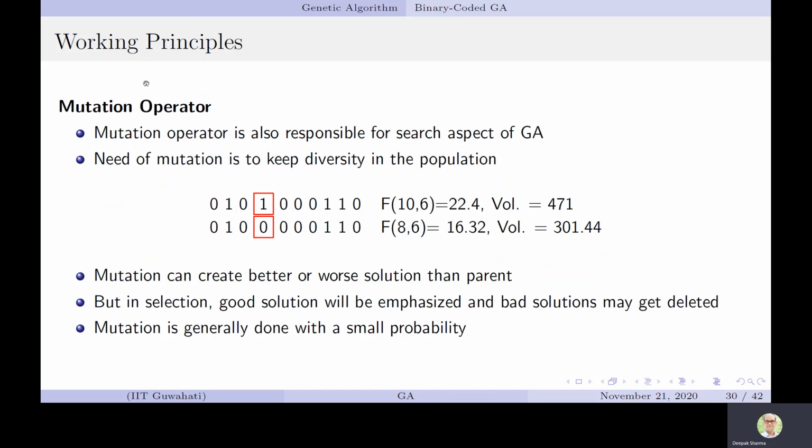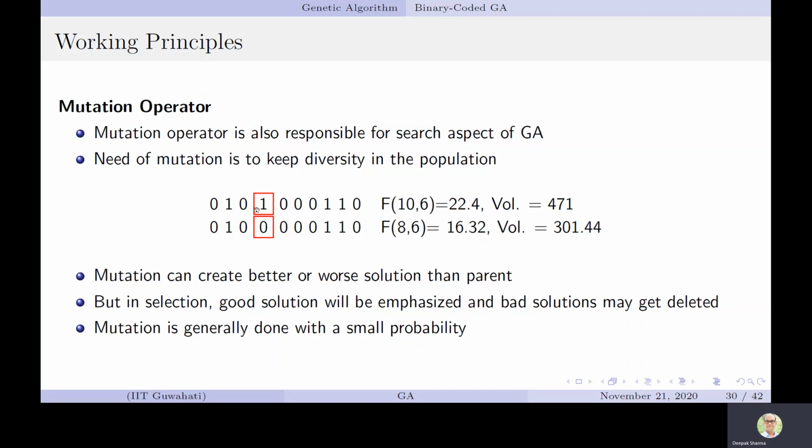Now, as we remember, inside the algorithm, after performing selection and then crossover, we have to perform the mutation. What is mutation? The mutation operator is also responsible for the search aspect of the GA. It means we are going to change the binary string, because that will change the value of the diameter and height, and finally our fitness will also change. So the need for mutation is that we want to keep diversity. It is because if we do so much selection, then all solutions will become the same, and then the crossover is not going to help us. So in that case, mutation will help us keep the diversity.